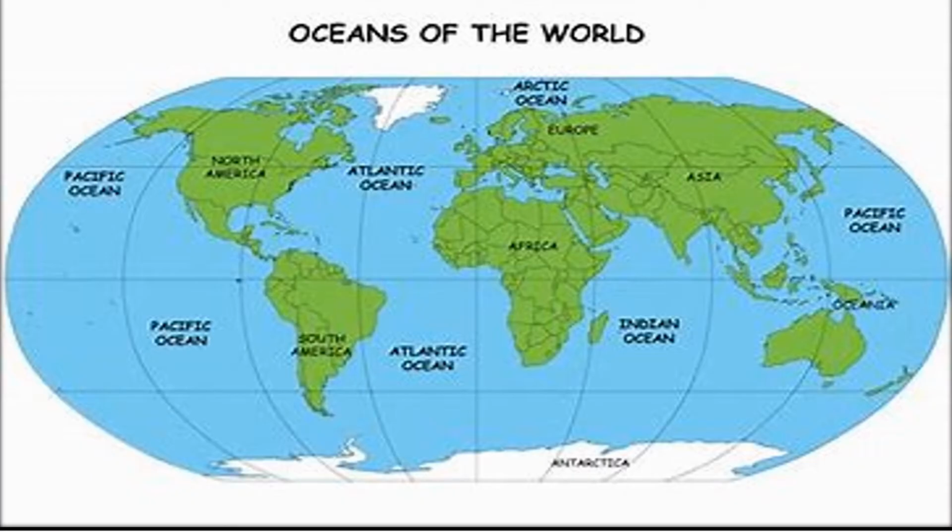So children, five major oceans are Pacific Ocean. As the earth is spherical in shape, spherical means round in shape, and this is the map, so Pacific Ocean can be seen on both the sides. Then Atlantic Ocean here, Arctic Ocean in the north, and Southern Ocean in the south. Let's study about these oceans.